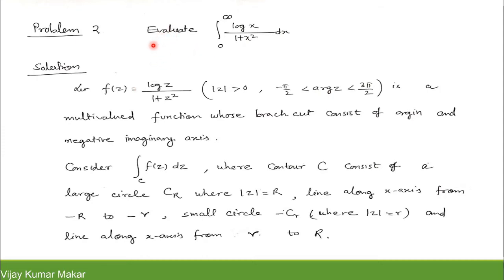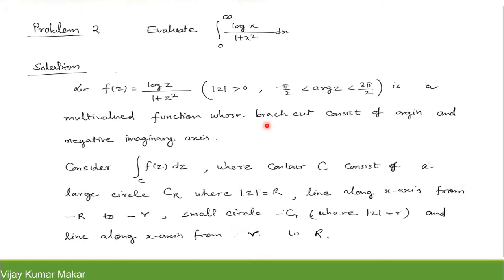In this problem we have to evaluate the integration from 0 to infinity of log x upon 1 plus x square dx. Let f(z) equal to log z upon 1 plus z square, mod z greater than 0. In this question we take the branch cut from minus pi by 2 to 3 pi by 2. Okay. It is not necessary that we always take a branch cut along the positive direction of the x axis. So in this question we take the branch cut along minus pi by 2 to 3 pi by 2.